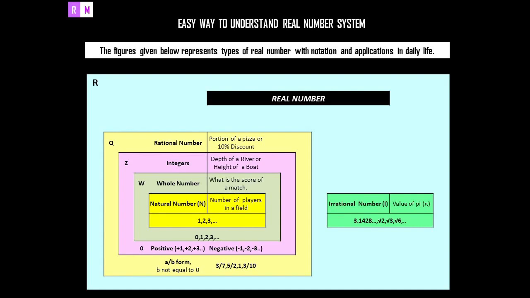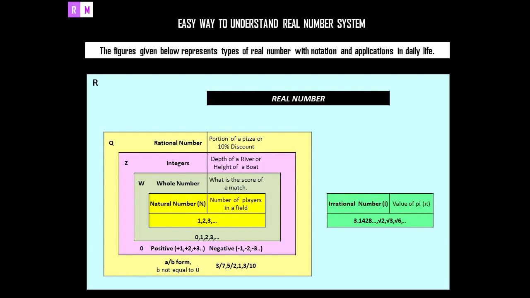When a number can be represented in the form a by b, where b is not equal to 0, then this type of number is known as a rational number. Where can it be used? For example, a portion of a pizza or a 10% discount. Numbers like 3 by 7, 5 by 2, 13 by 10, any number of this type is known as a rational number, denoted with capital letter Q.